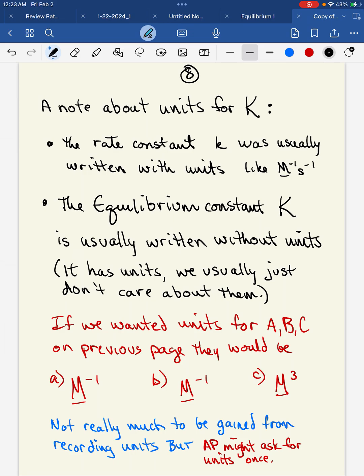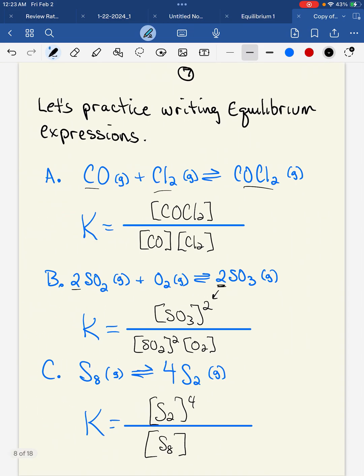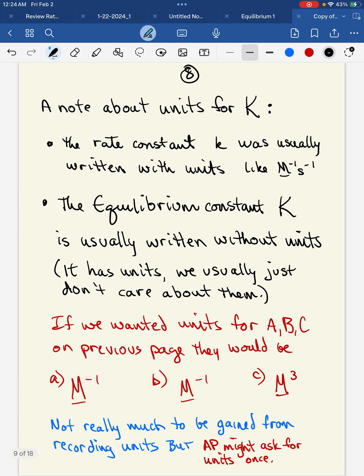If you want to know what they were from those previous problems, on A and B it was moles per liter to the -1, and for C it'd be moles per liter cubed. I believe you can see that here, moles per liter squared, right, because both of those were moles per liter. You're going to cancel one of those. To the 4th, or moles per liter to the 1st, so it would be moles per liter cubed. They might ask for that on the AP exam. It won't be every time if they do.